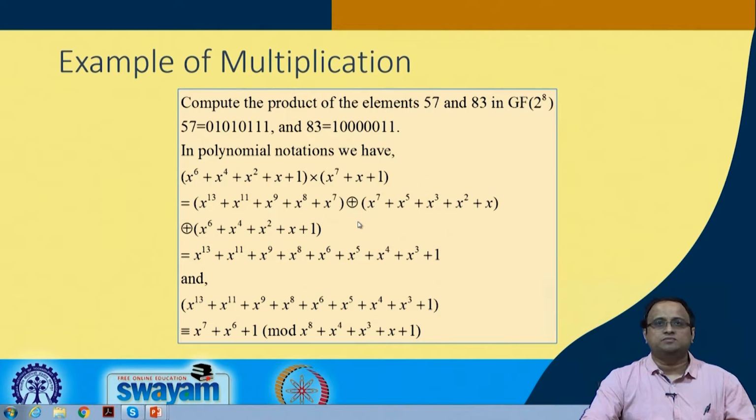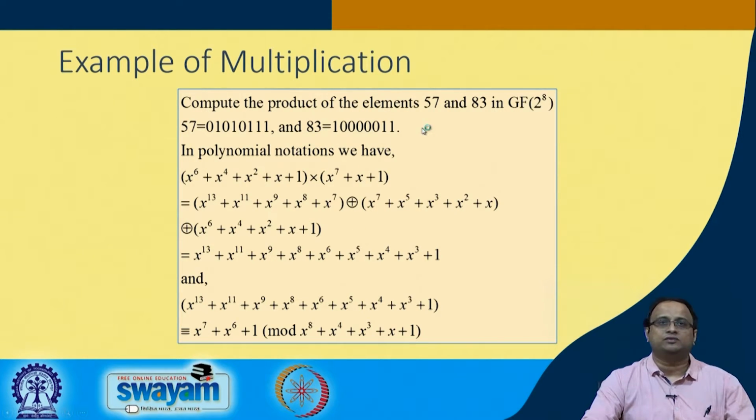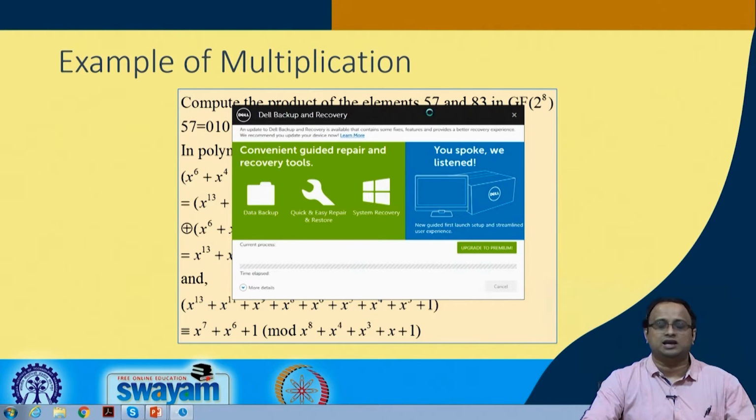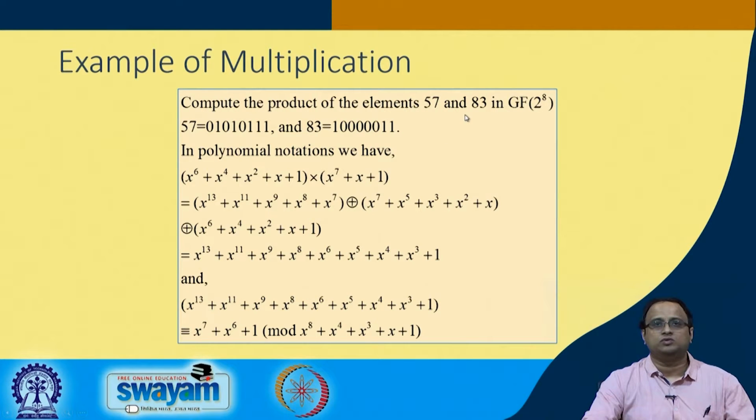So now let us give an example of how we can do a multiplication. As we have seen, addition was very easy, but multiplication would be slightly more complex. For example, if I take elements 57 and 83, which are elements in GF(2^8). 57 is represented here and 83 is represented here. In polynomial notation I have the first element as I said before, and likewise my second element. Now when I multiply these two elements, I observe that I have a degree x to the power of 6 here and a degree x to the power of 7 here. So when I multiply them, my degree becomes x to the power of 13.